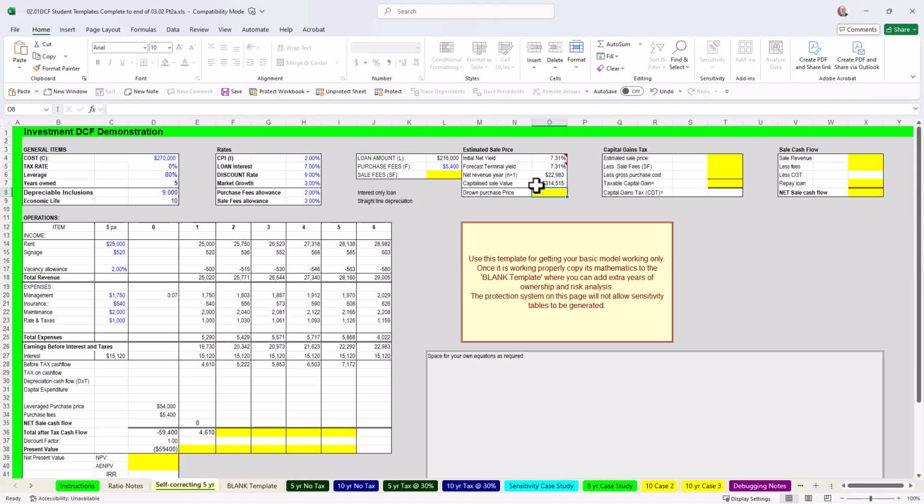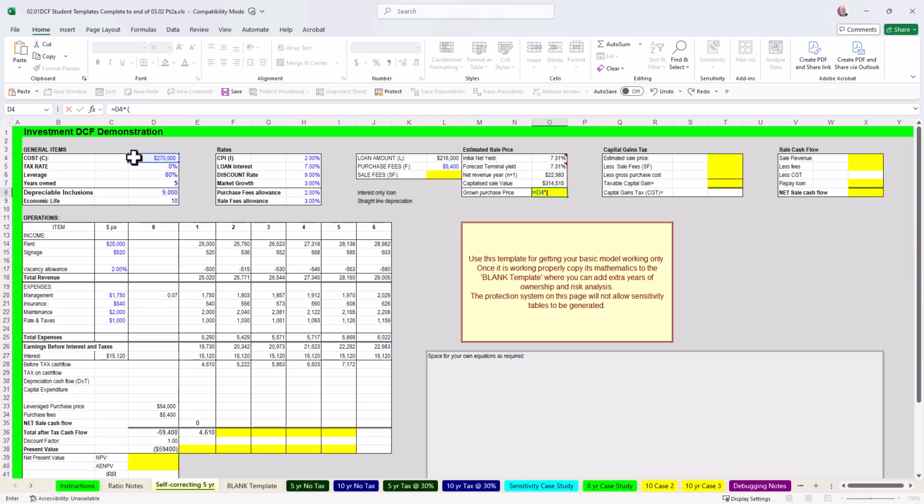A slightly simpler approach, which is suitable for some modelling purposes, is not to bother using the complexity of the DCF to do a capitalisation, but simply to say, we have recognised a growth rate of 3%. We bought the property for $270,000. So why don't we simply use 1 plus I to the n to grow the cost, the $270,000, by the market growth rate? So we'll do that.